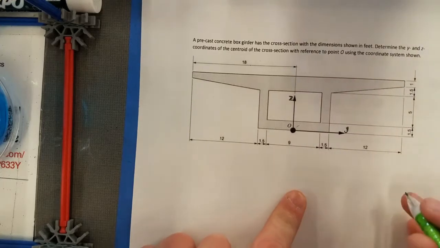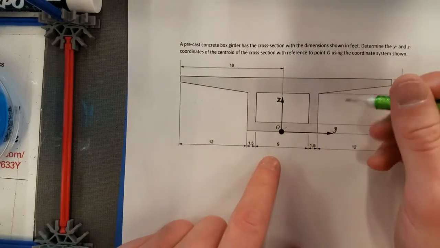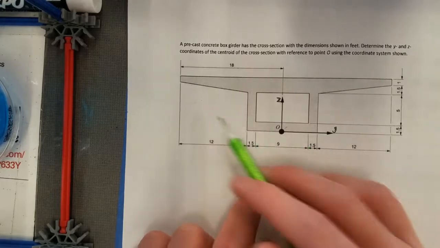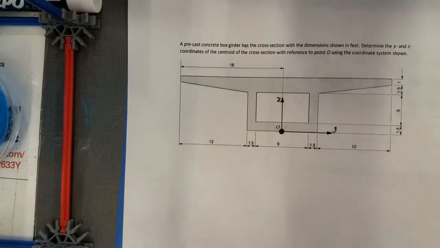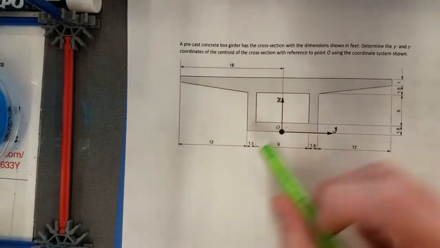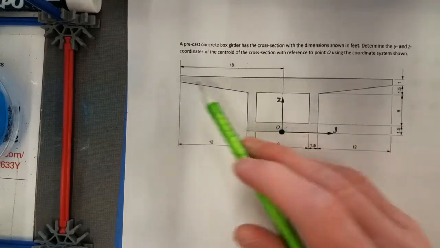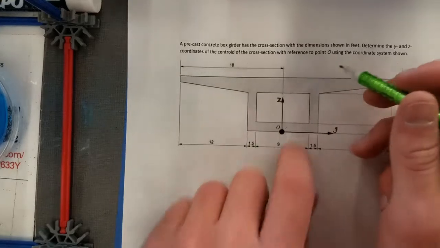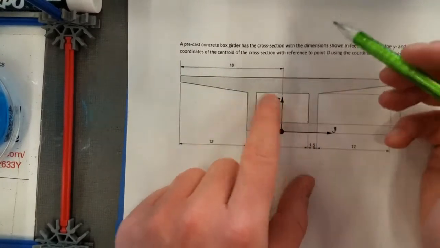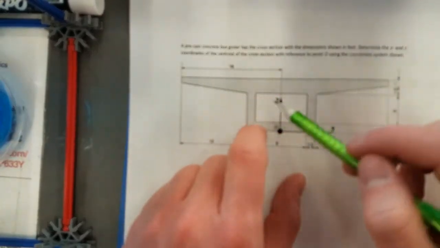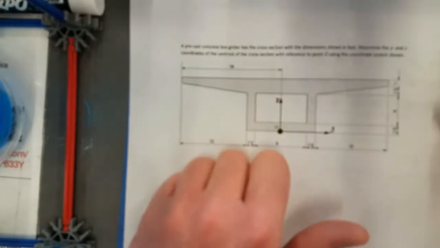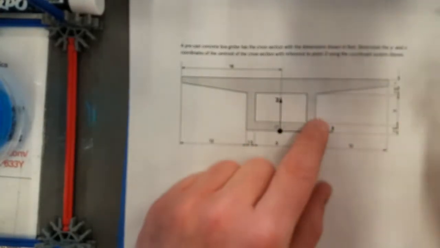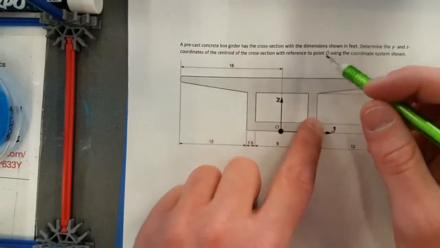So the first thing that you should do when doing centroids is split the entire shape into shapes that you know. Looking at this shape here, it's this weird T-looking box girder that we don't really know the centroid of. But if we take a closer look, we can split it into rectangles and maybe triangles. And we should know, off the top of our heads, the centroids of rectangles and triangles.